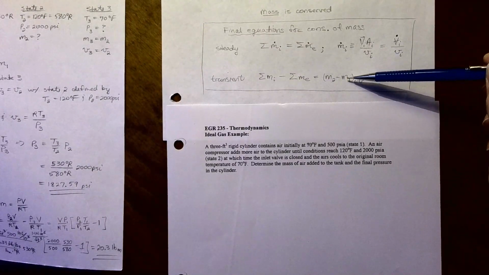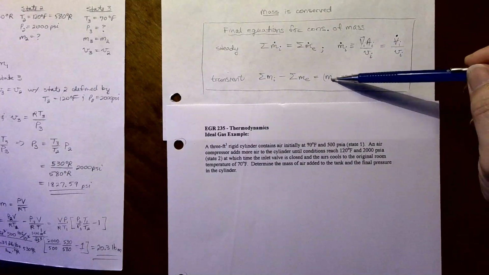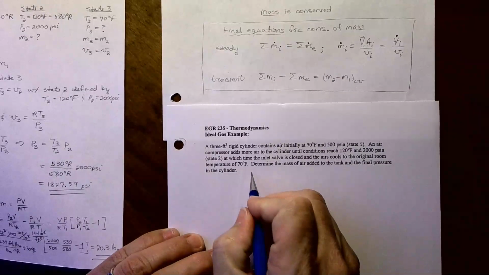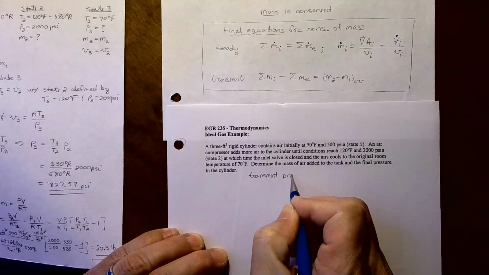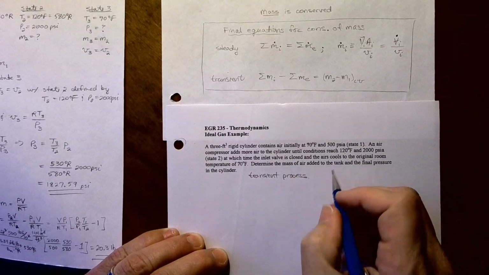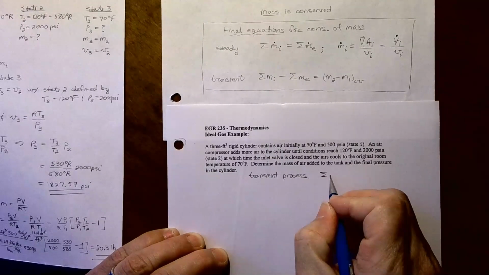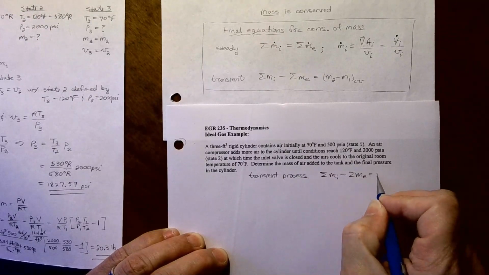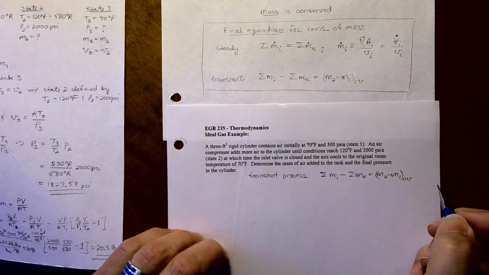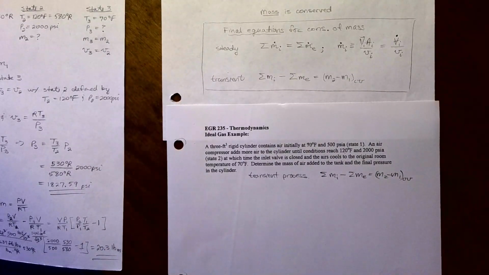There's an m1, we add air to the tank, and then a different m2. So we can identify right away, I'll just go ahead and write down here that this is a transient process. You can even put the equation if you want: summation of m dot in minus the summation of m dot exit equals m2 minus m1 of the control volume.